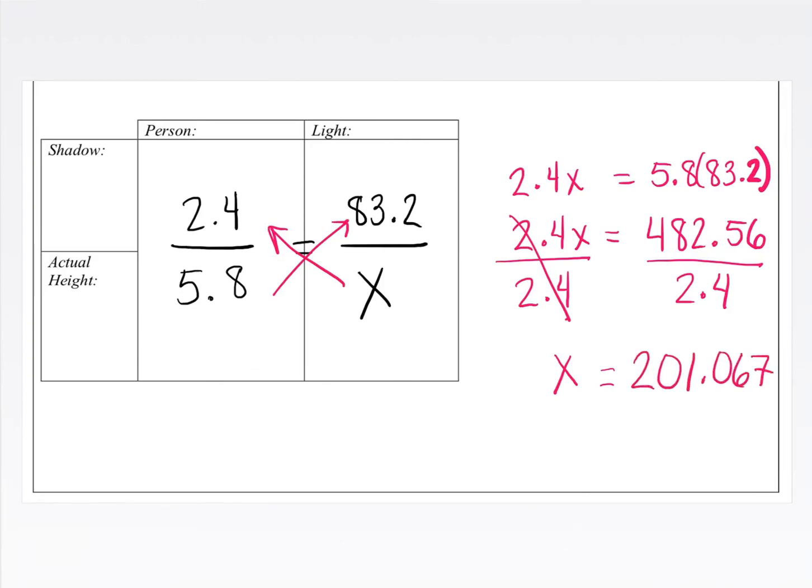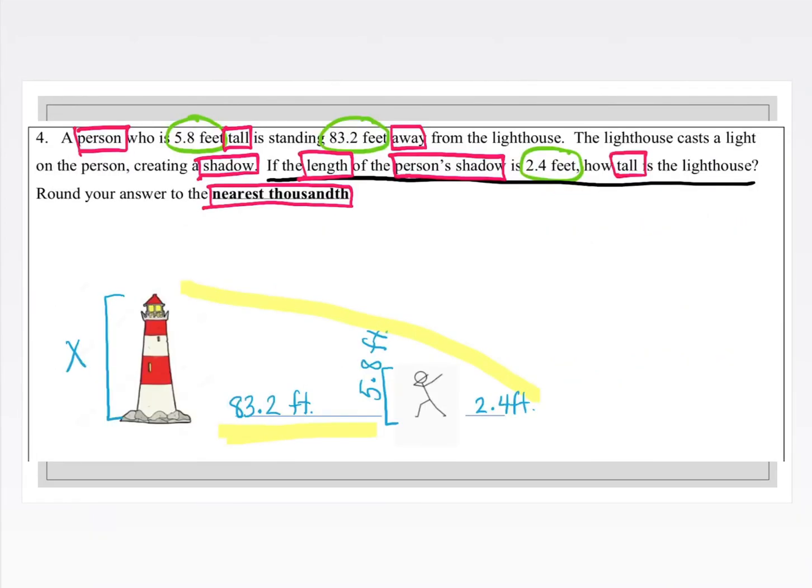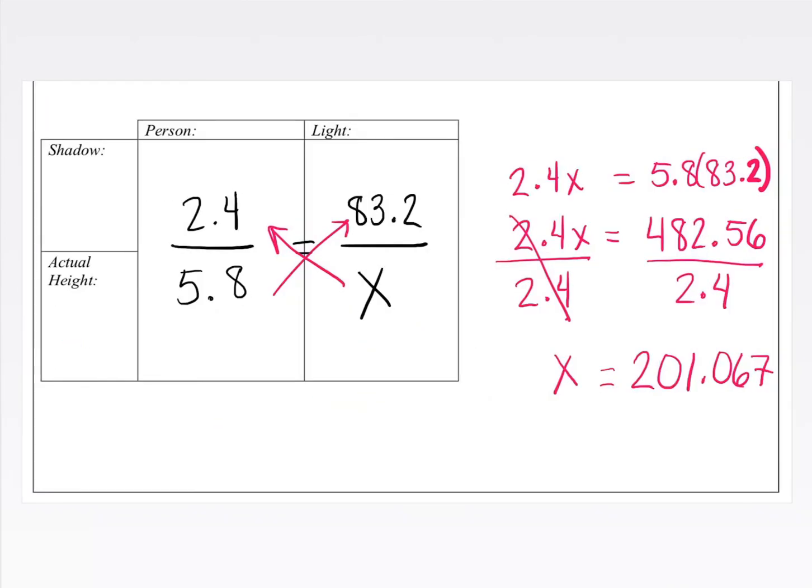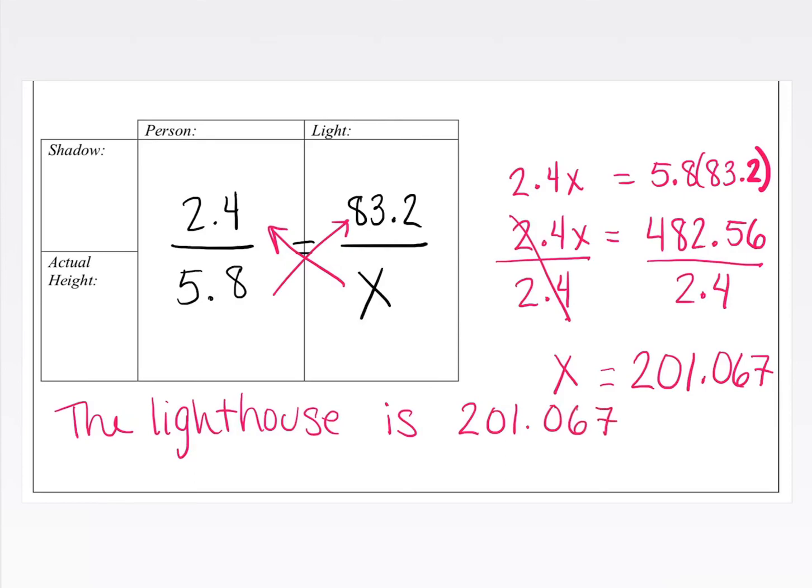201.067. Now, because we're dealing with a word problem, we're going to write our answer in a final sentence that actually answers the question. The question is, how tall is the lighthouse? The lighthouse is 201.067 feet tall.